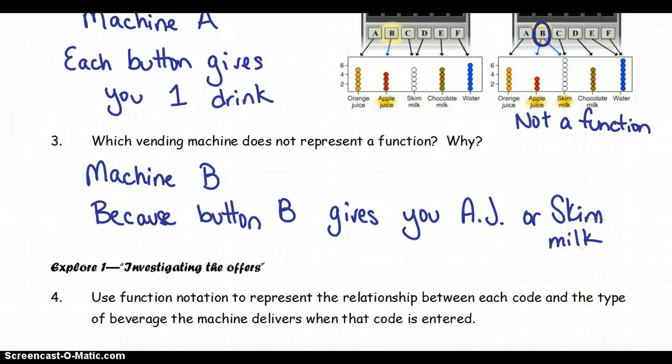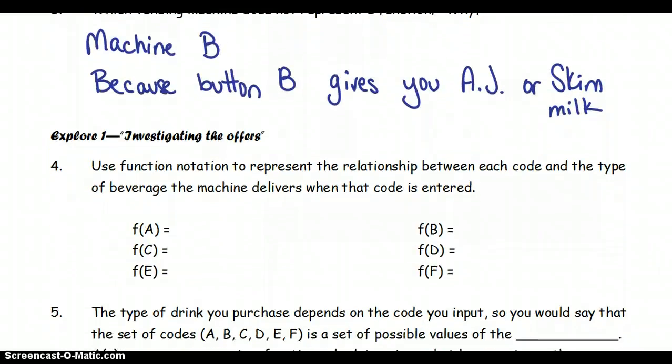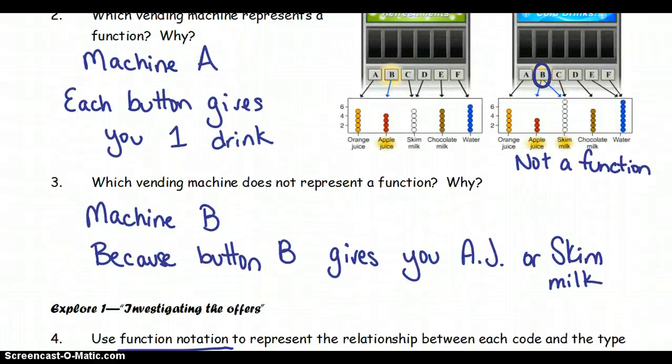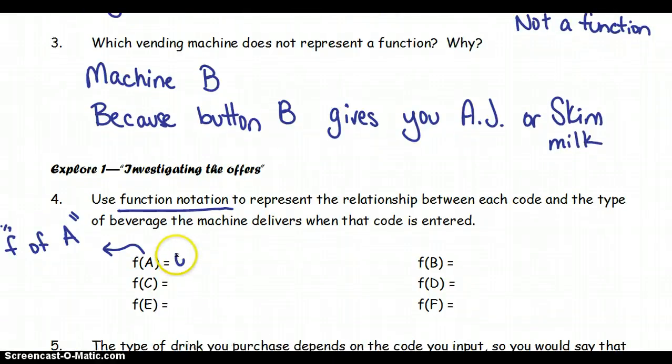Okay? So we're going to be talking about functions. Eventually we're going to get into graphing functions and things like that, but right now we're going to get into what's known as function notation. Use function notation to represent the relationship between each code and the type of beverage that the machine delivers. So we're looking at machine A here. F of A. You're going to see this lovely thing with an F. This is pronounced F of A. That's how you would actually say it. All that means is if we push button A, what do we get? So if we look up here, button A is going to give us orange juice. So that would be our answer, OJ, or orange juice.